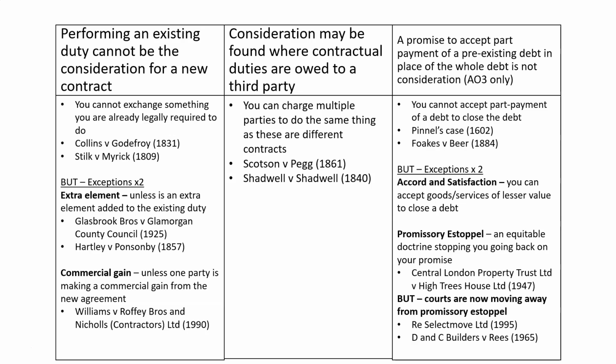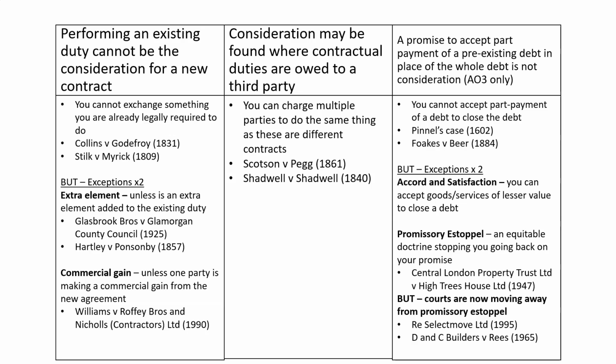Equally, the courts came up with promissory estoppel in 1947 from the case of Central London Property Trust v Hightrees House, and it's an equitable doctrine, meaning it's based on fairness. That's what equitable means, and it's the idea that it stops you going back on your promise. Once you've made a promise, you can't go back on it.